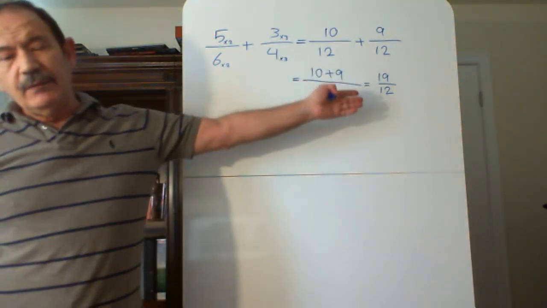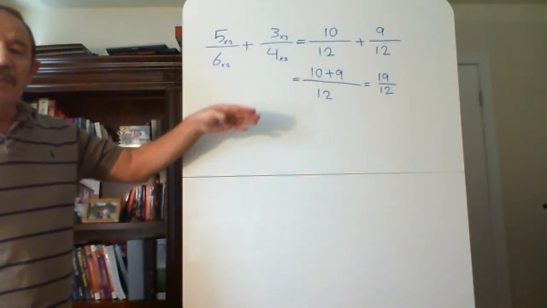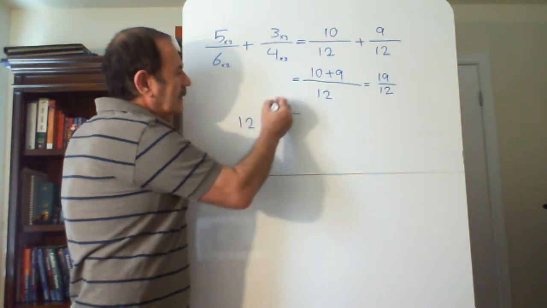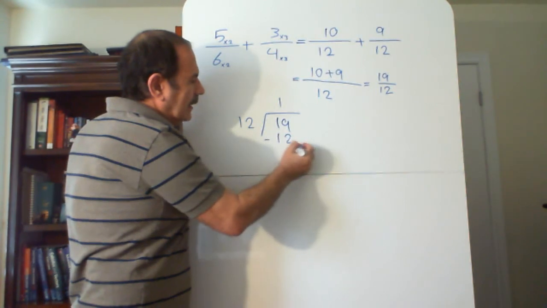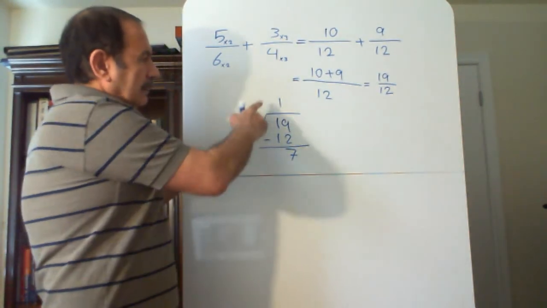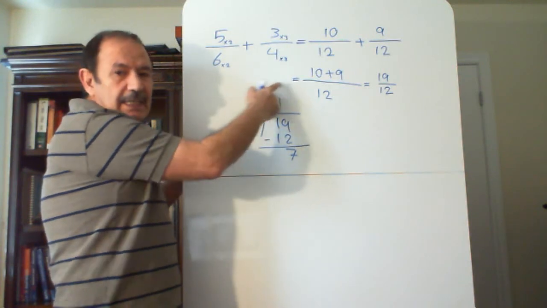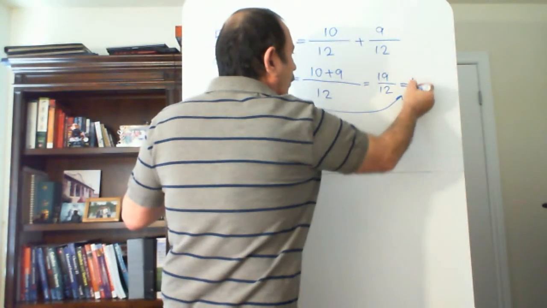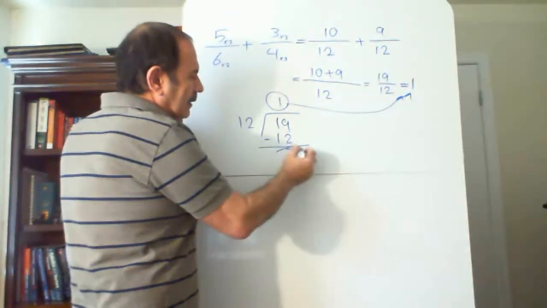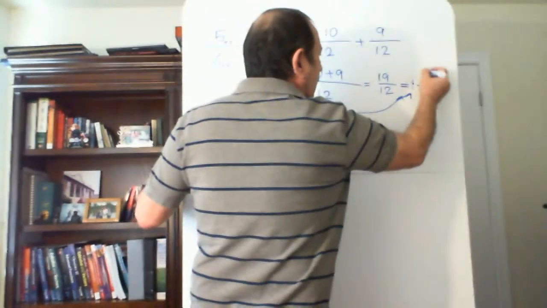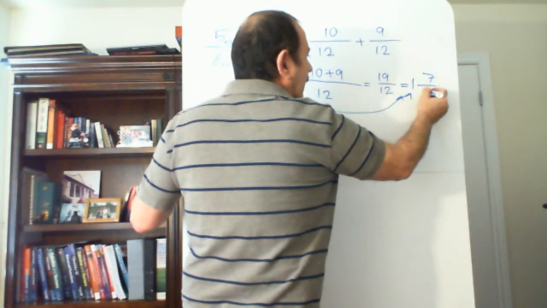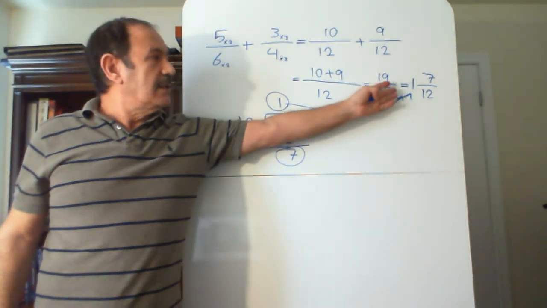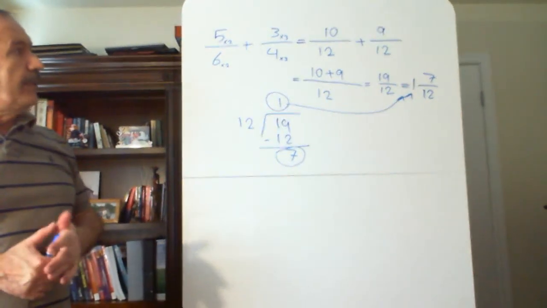So how do we convert 19 over 12 to a mixed number? Divide the numerator by the denominator. 19 divided by 12 is 1. 1 times 12 is 12. Subtract. 7 is the remainder. The answer of the division we call the quotient. The quotient goes as the whole number, the remainder goes as the numerator 7, and the denominator remains the same as before. So 19 over 12 written as a mixed number is 1 and 7 over 12.